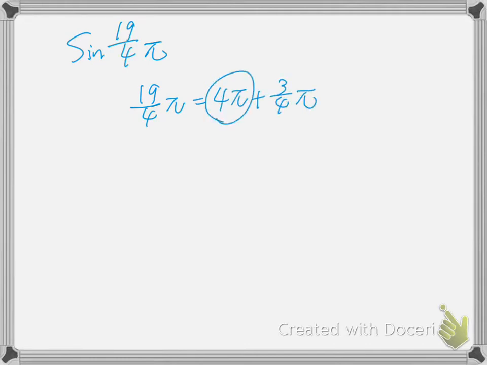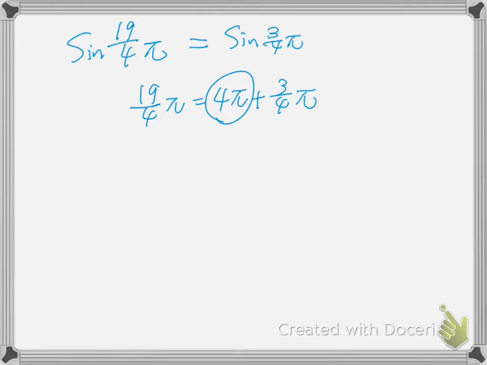19 is 16 plus 3, so this is 4 pi plus 3 over 4 pi. 4 pi means you go around twice, right? So you have the same terminal side. So the question is sine of 3 over 4 pi.